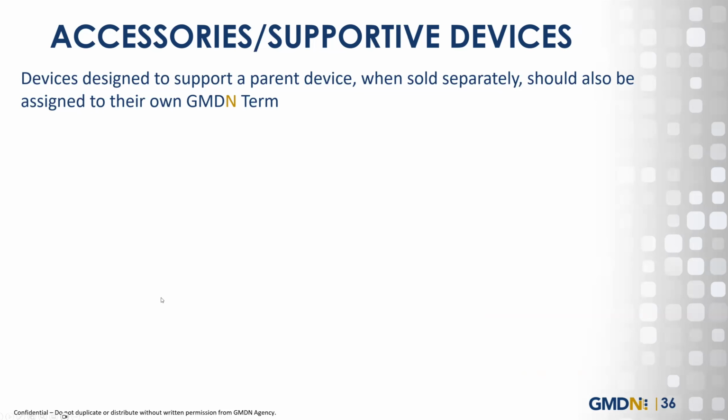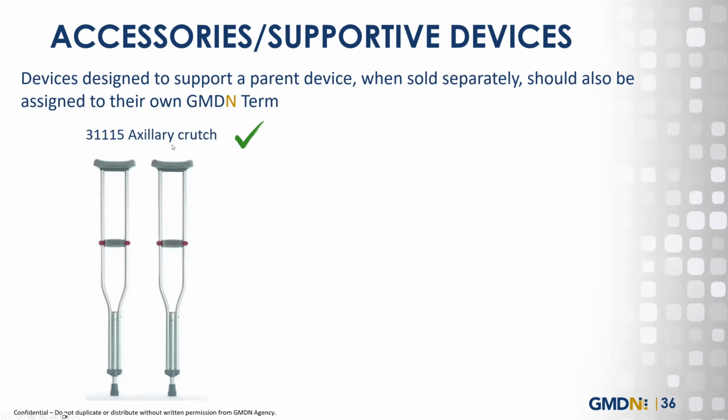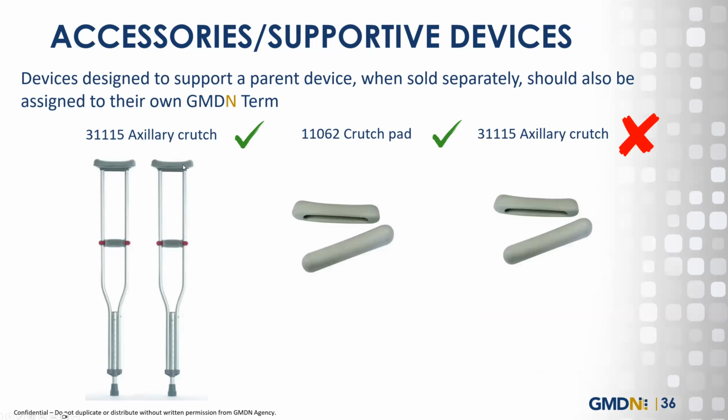As an example, I have these axillary crutches. When these are supplied all together under the same product code, they need to be assigned to an axillary crutch term. But when the crutch pad of the crutches is supplied individually, it needs to be assigned to a crutch pad term that refers to that specific device, not to the parent device term.